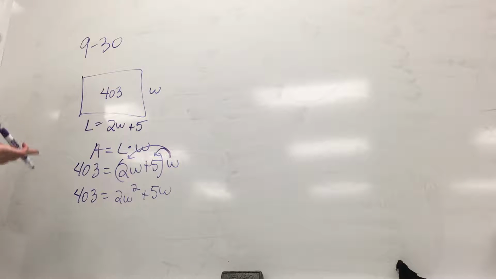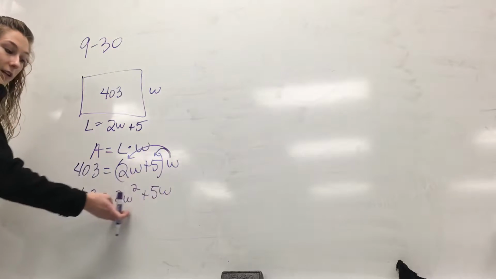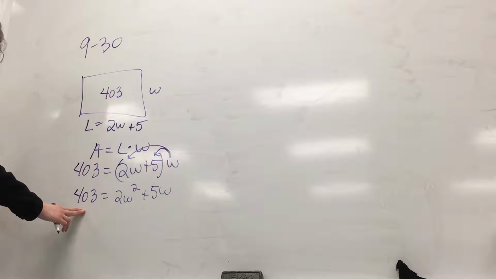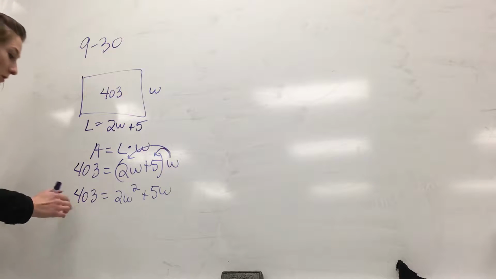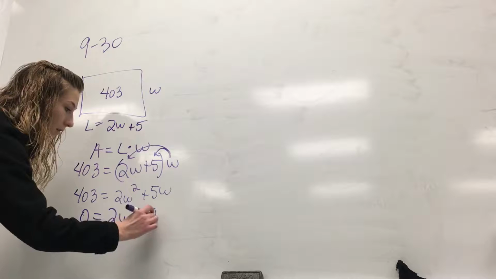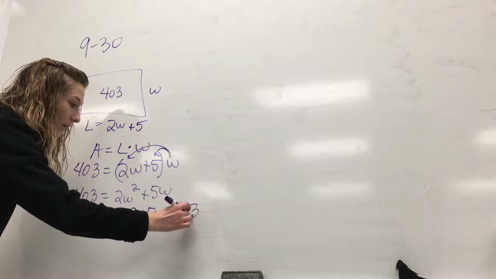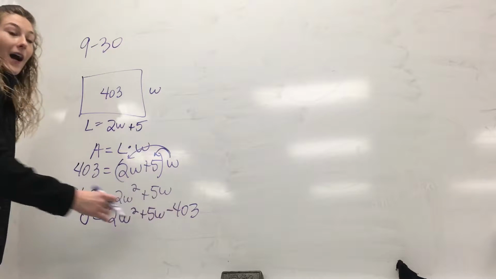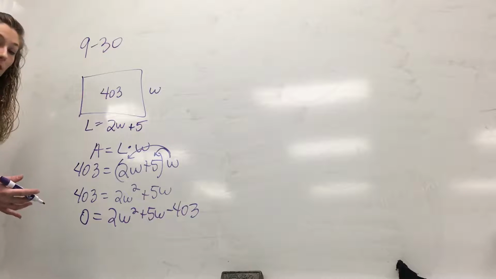Now from here, we need to solve this again. Whatever method you use, when I'm doing this quadratic stuff, which means it has an X squared or a W squared, I need to have it equal to 0 first. So I'm going to subtract 403 from both sides. So 0 equals 2W squared plus 5W minus 403. All right, from here, I would suggest using the quadratic formula because this is a pretty big number. I don't know if it's going to factor because not all things do.